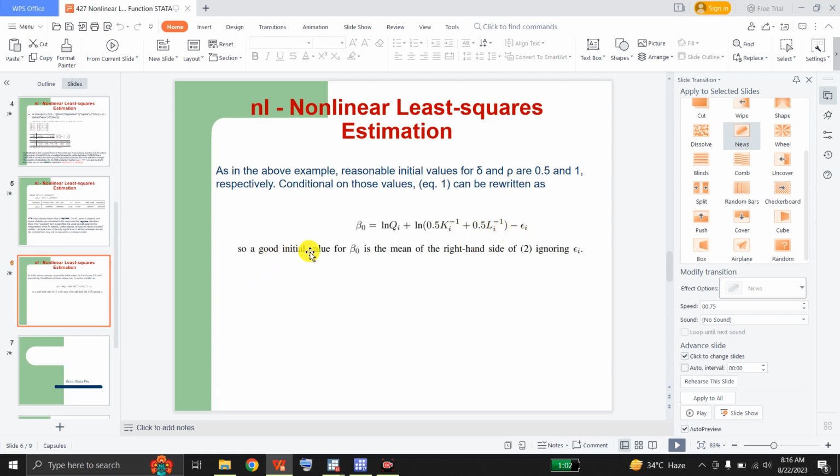So a good initial value of beta naught is the mean of the right hand side of equation 2, when we ignore the error term. We ignore this because in the estimated regression it vanishes automatically. So beta naught is equal to the natural log of output for the ith firm plus the natural log of 0.5 K raised to the power minus 1 plus 0.5 L raised to the power minus 1. This gives us the mean of the right hand side, and that is equal to the constant of this equation.